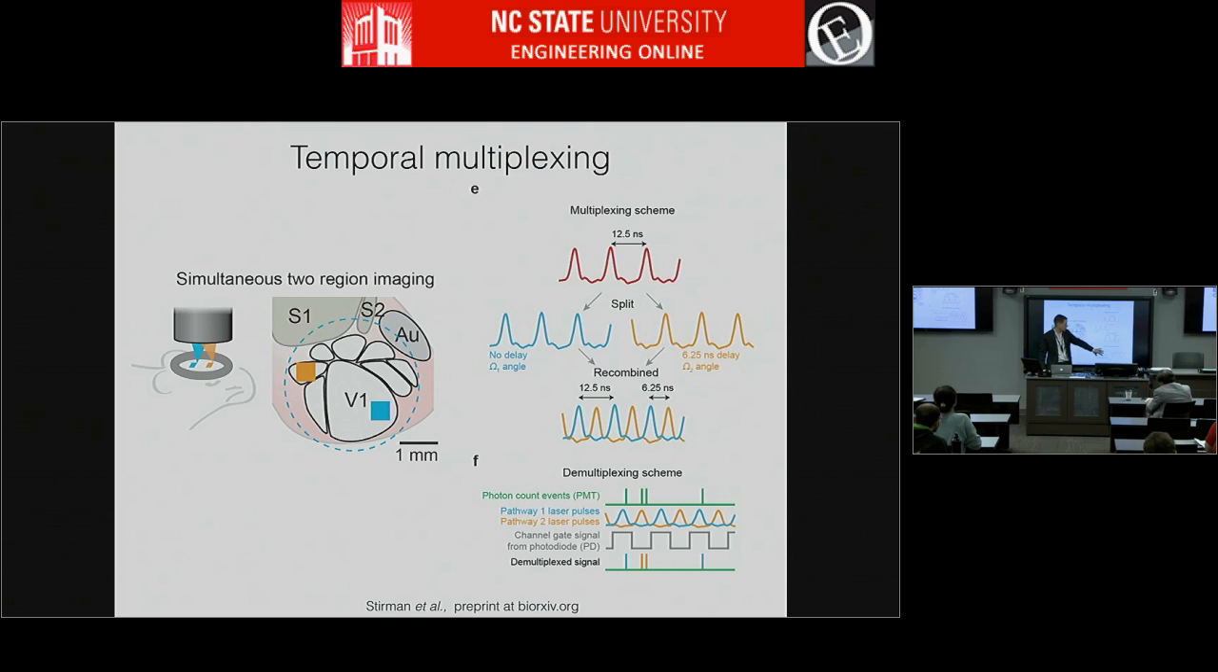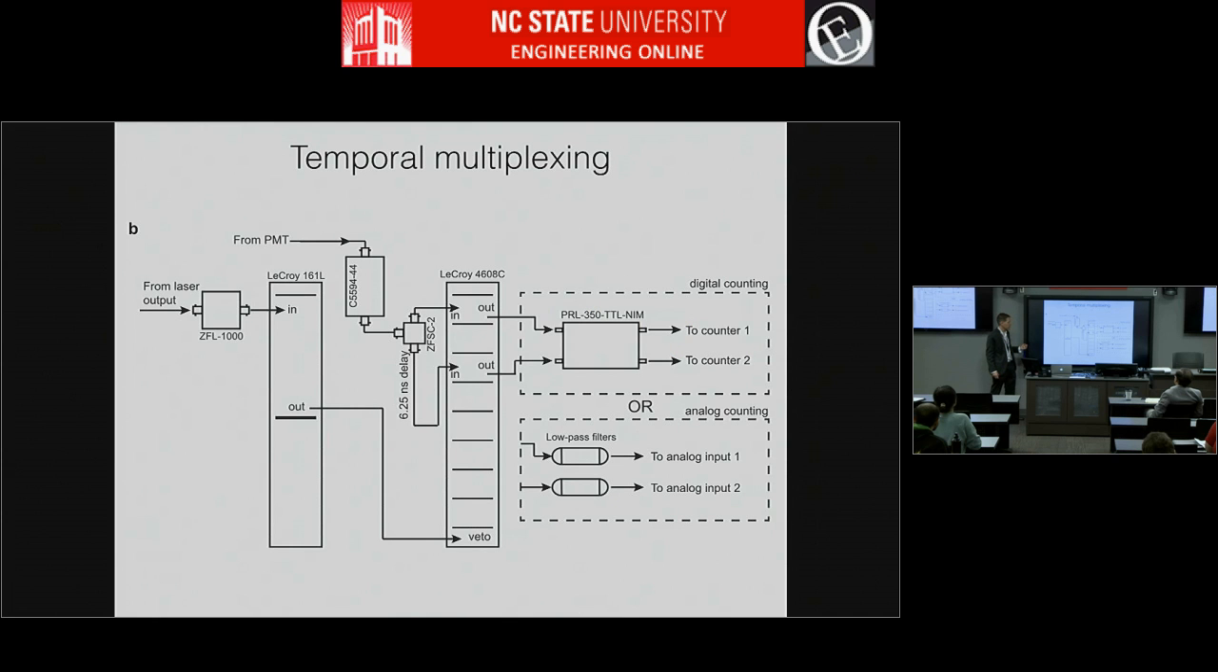For demultiplexing, we need a synchronization signal, which we get from the laser, so we know when the laser is pulsing. When this synchronization signal is high, we count all the events to pathway 1. When it's low, we count all the events to pathway 2. So that's fairly straightforward to demultiplex. There's a number of different ways to do this, and I'm happy to go into detail.